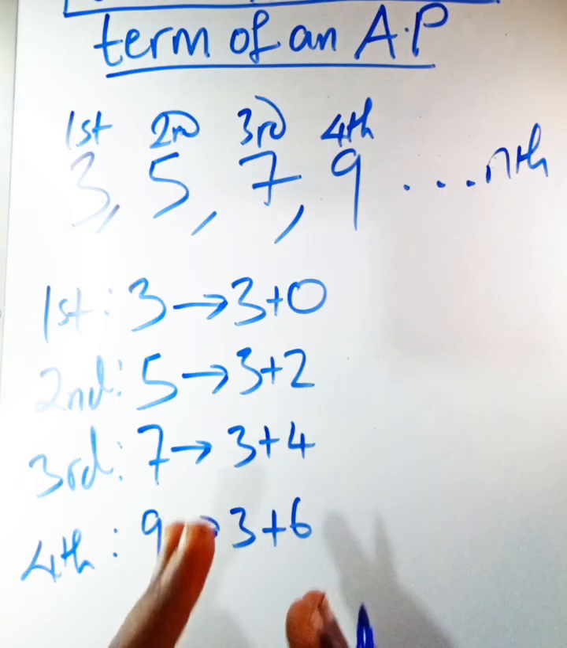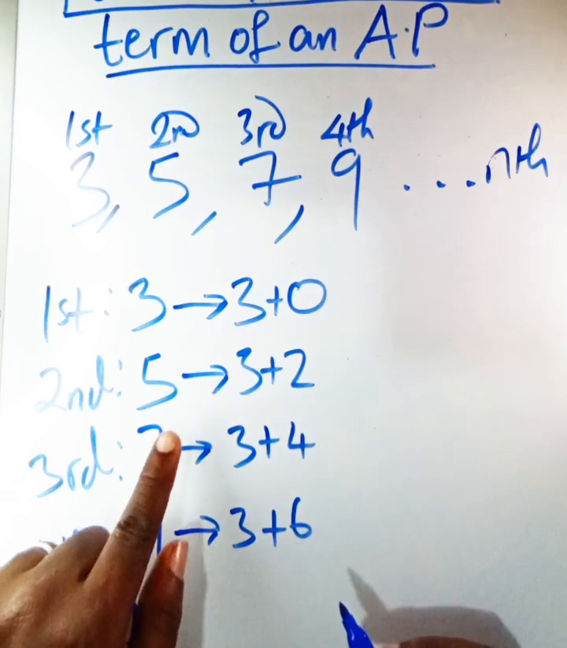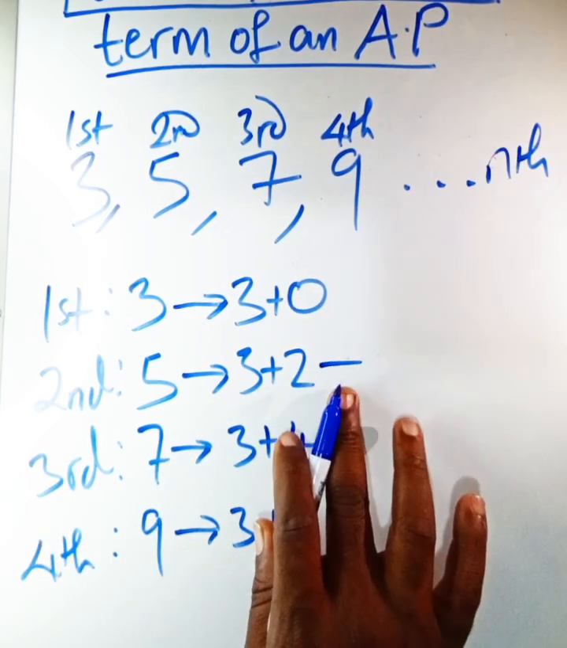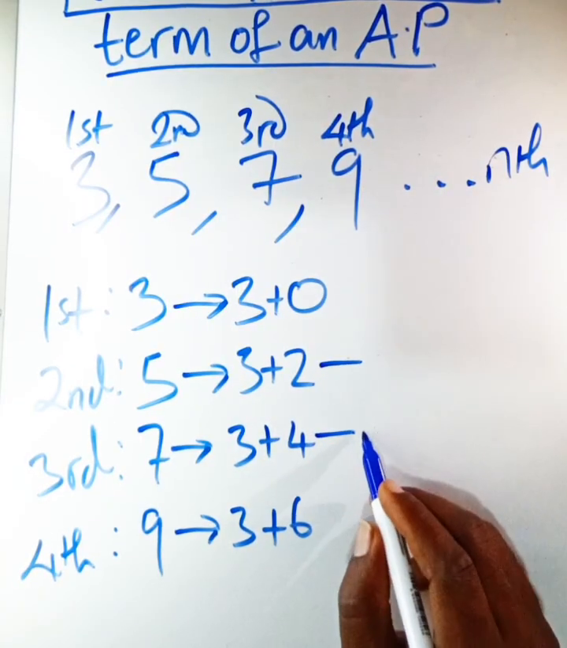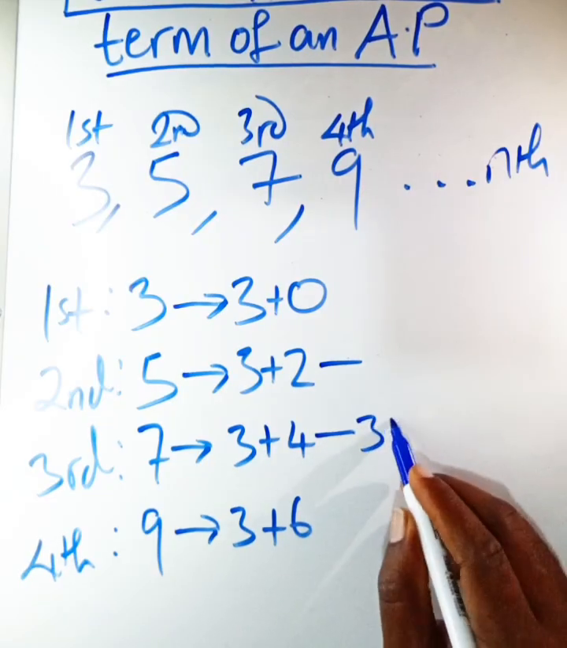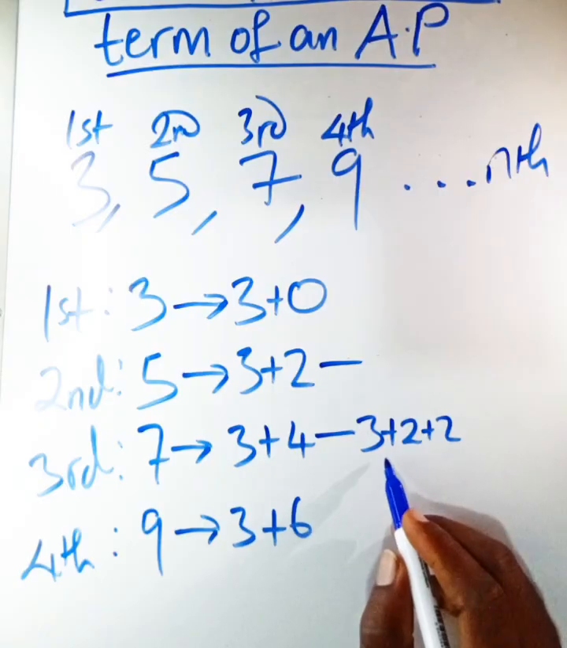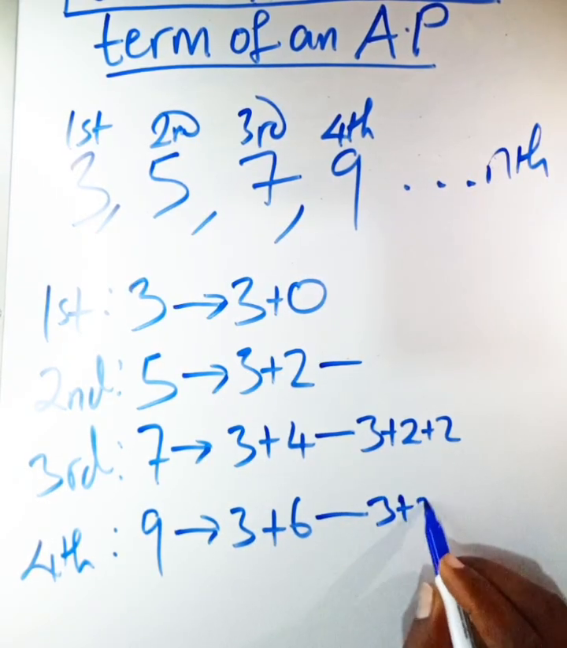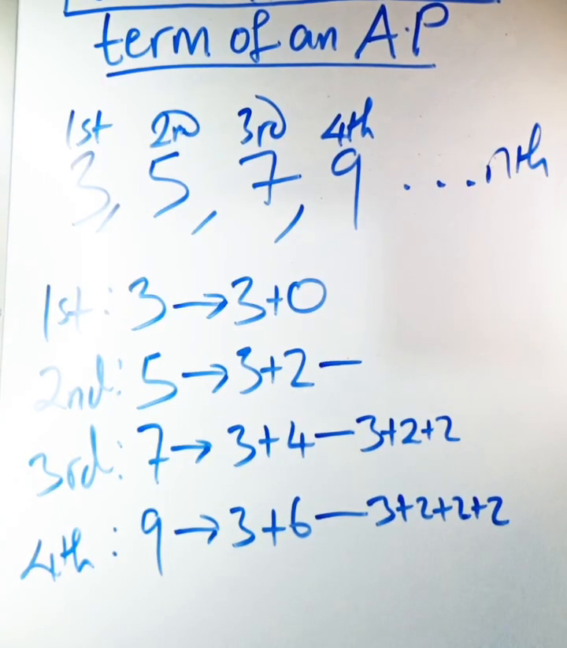I could rewrite this in another way by further extending it. So this is as it is, right? 3 plus 2 gives us 5. Now let's go to this one. I want to spread it apart. So 3 plus 2 plus 2. Now that gave us 7. And 3 plus 2 plus 2 plus 2, that gives us 9.